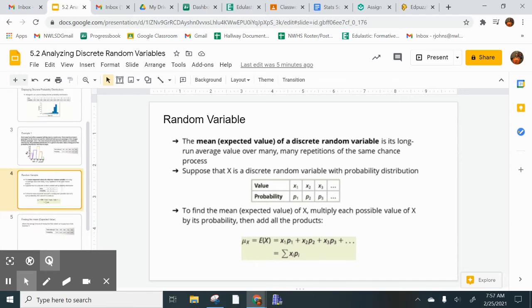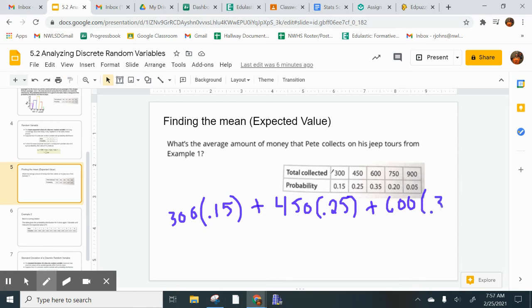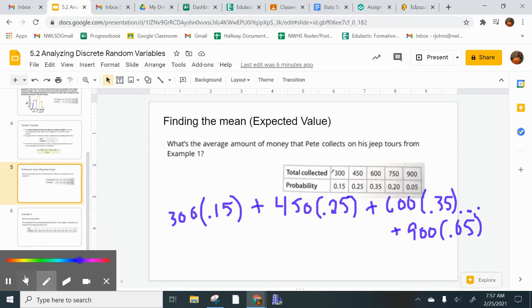Let's do an example. Find the mean expected value. What's the average amount of money that Pete collects on his Jeep tours? So what I'm going to do is take each of the money collected and multiply it by our probability and then add them together. So 450 times 0.25 plus 600 times 0.35, and so on, all the way till 900 times 0.05. I'm just going to plug this in the calculator and get right back.